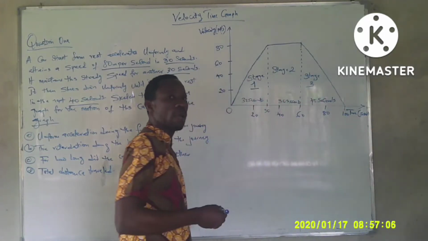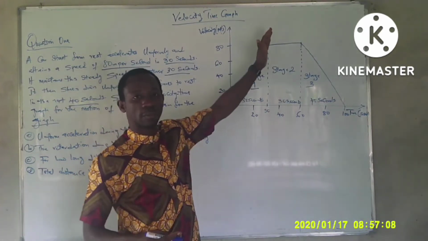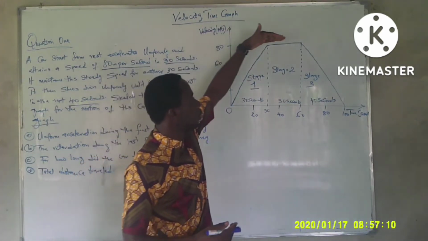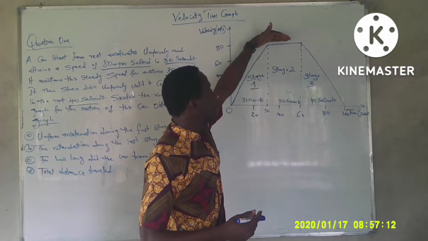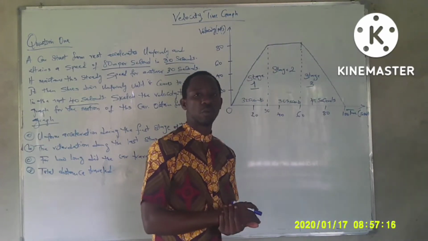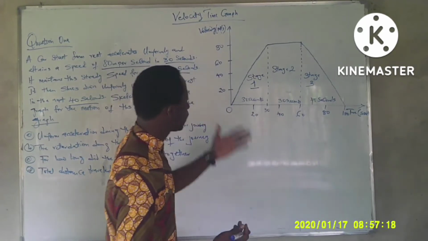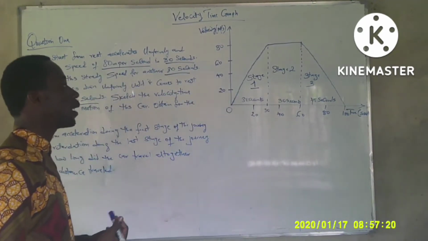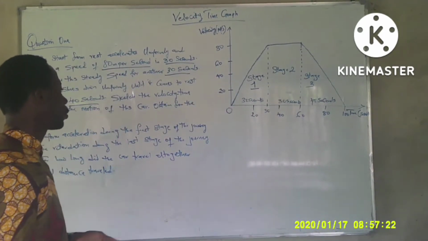Stage 1 was when it was accelerating. Stage 2 was when it was at constant speed, it wasn't changing. Then stage 3 was when it was coming to rest. So that's it. This is just a simple velocity-time graph for the questions.